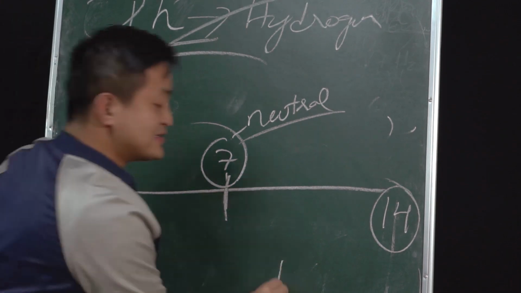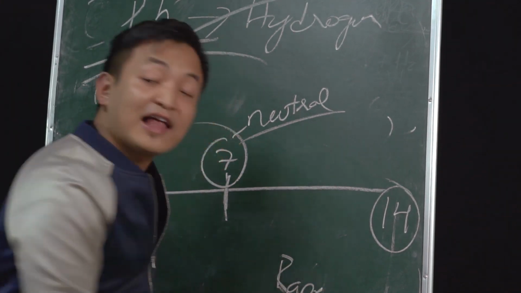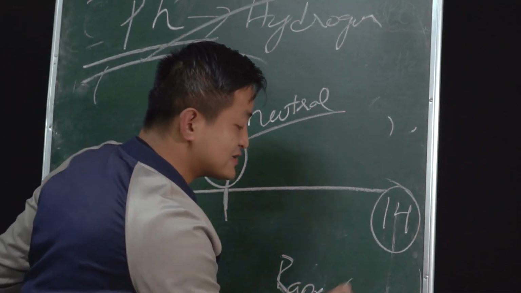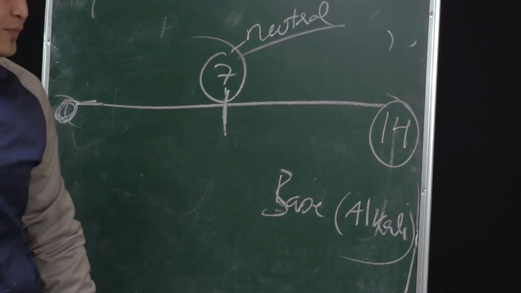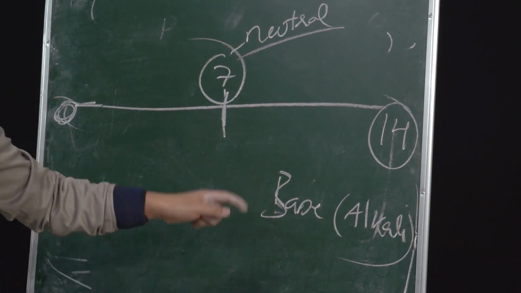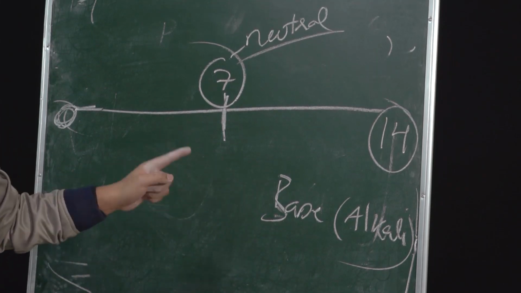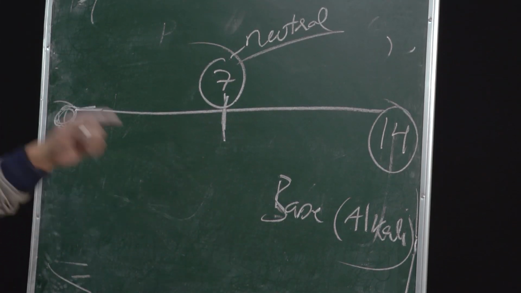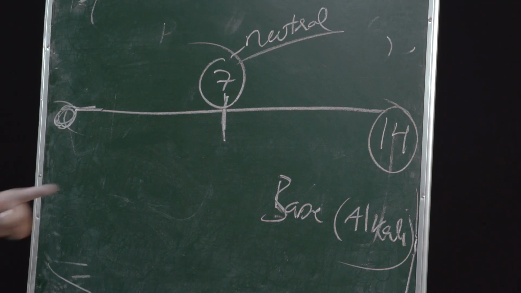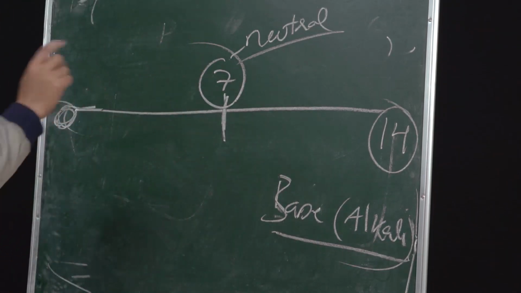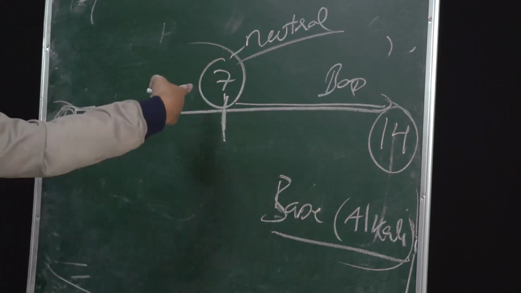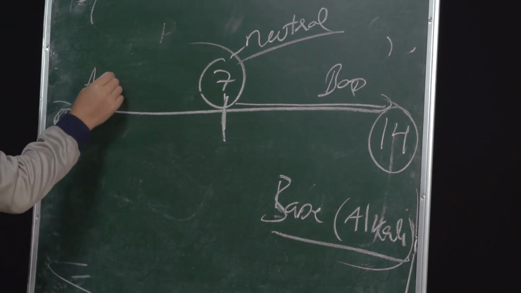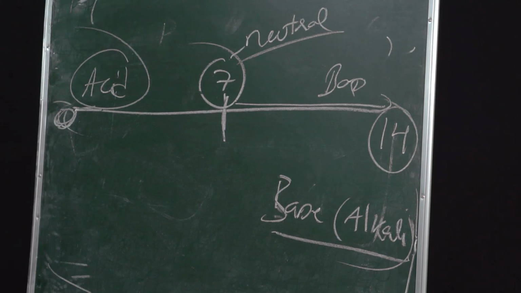Now here, see, bases we also call alkali, okay? The other name of base is alkali. Now the difference is all alkali are base, but all bases are not alkali, okay? So bases which dissolve in water are known as alkali. So from 7 till 14, it is a base. Now below 7, it is an acid. So you have to remember.